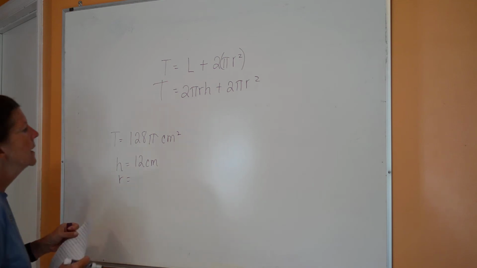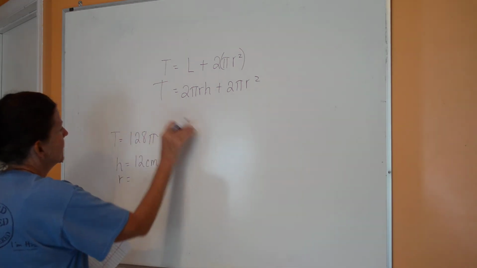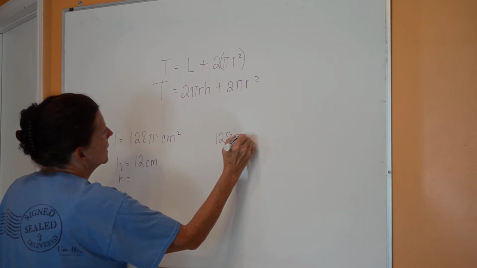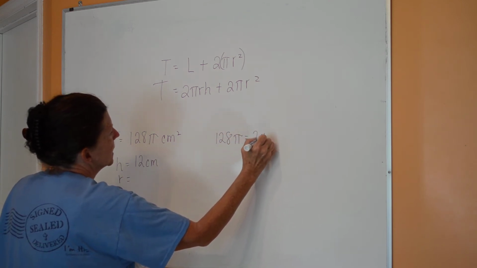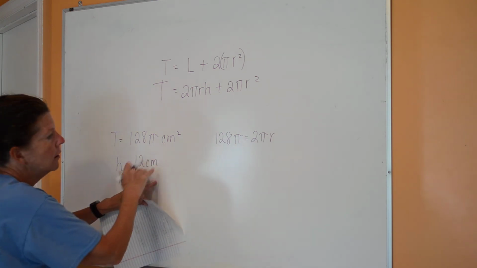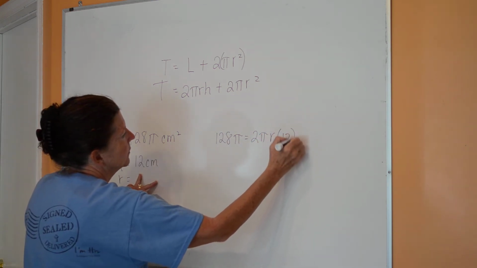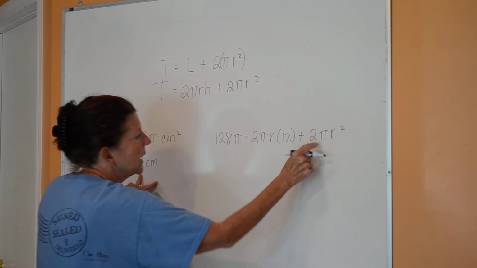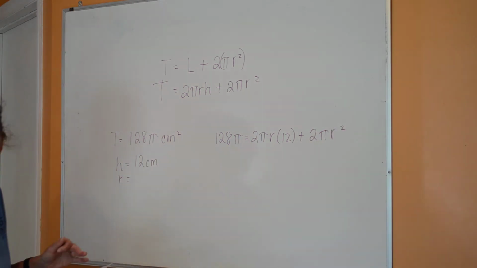That's what I'm trying to figure out. So I'll plug this in to where I can plug it in. This, of course, is my answer up here. So I have 128 pi is equal to 2 times pi times r times 12 plus 2 times pi times r squared. We have a tendency to think that the pi is an unknown, but it's not.